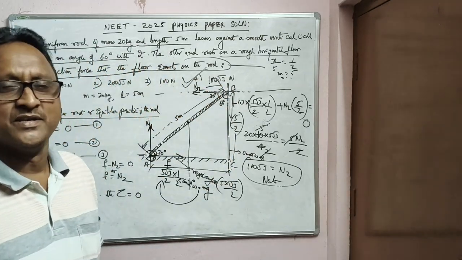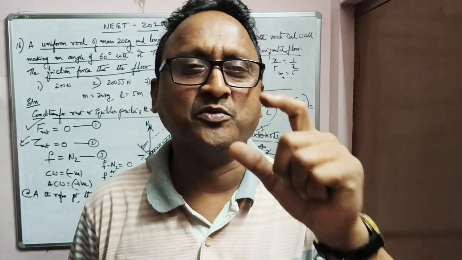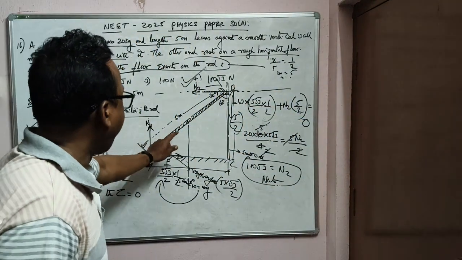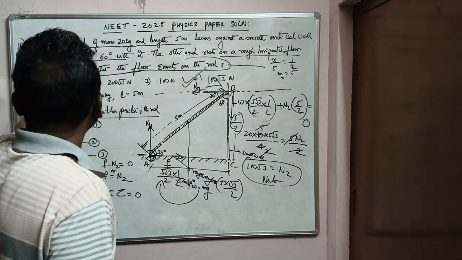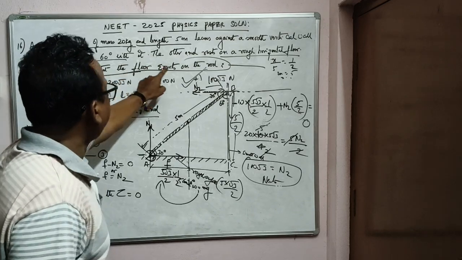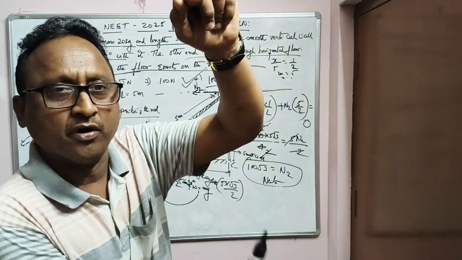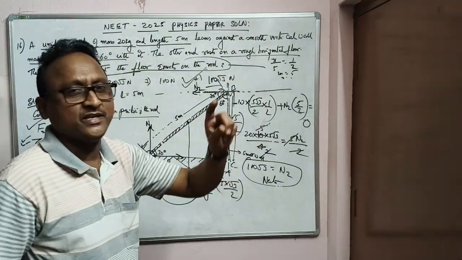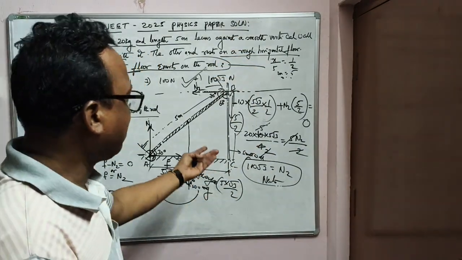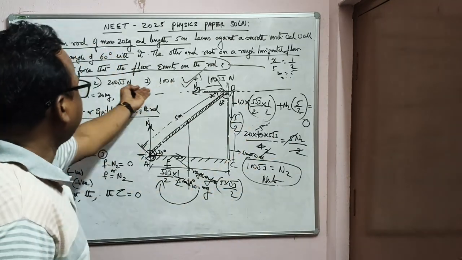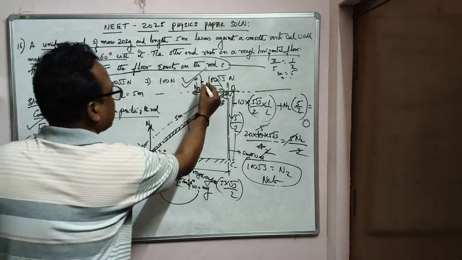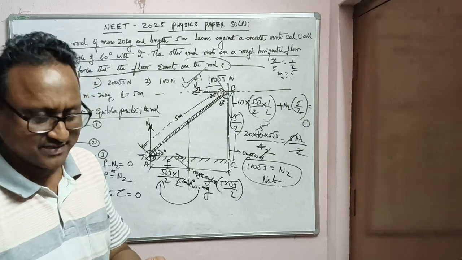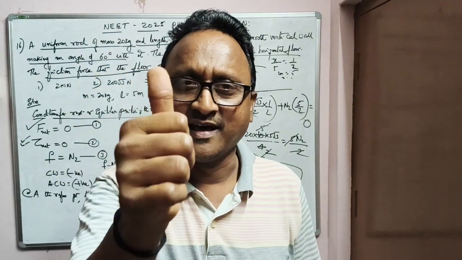Did you understand? So the fourth one, 100 root 3 newtons, is the frictional force that the floor exerts on the rod. The floor gives, from the rough surface, 100 root 3 newtons. If you want, you can put the root 3 value, but here it is given in the form of root 3 only. So 100 root 3 will be the right answer. Clear, all of you? Right.